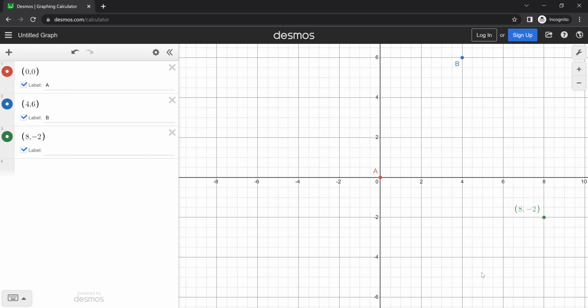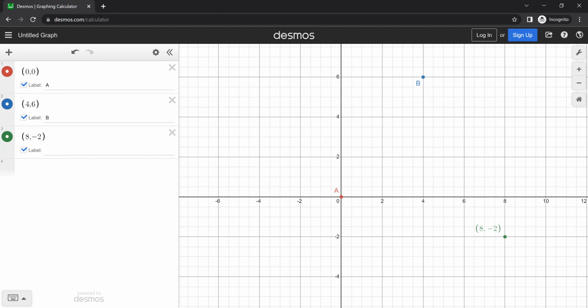Okay, so what I'm going to do is take a snip of this, put it into our other workspace, and we'll go from there. Actually, why didn't I label that C? Okay.